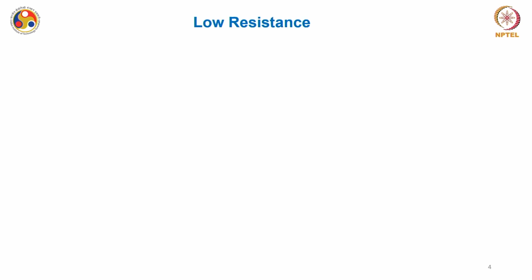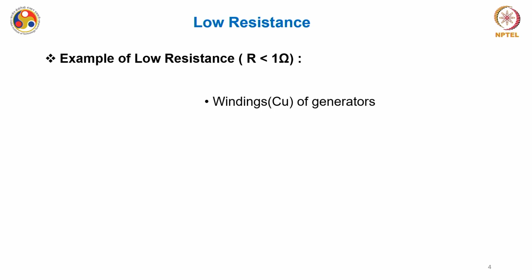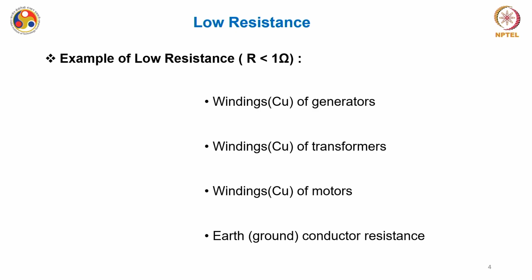So, accordingly, whatever we have seen, low resistance, medium resistance and high resistance, we will also divide our measurement techniques. If I say low resistance, which is of course less than 1 ohm, there are various cases in practical scenarios where we have these less than 1 ohm conditions, like the copper winding of a generator, of a transformer, of a motor, or the earth ground conductor resistance. They are of the order of these values.